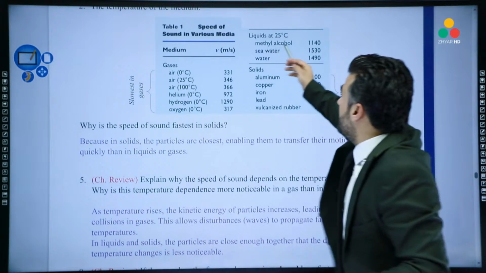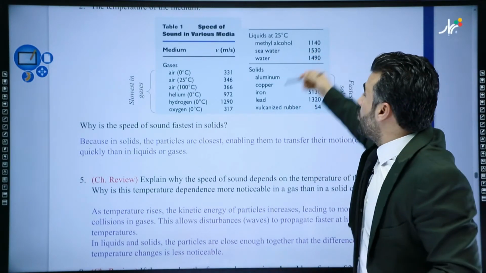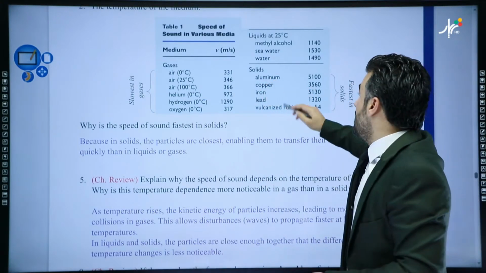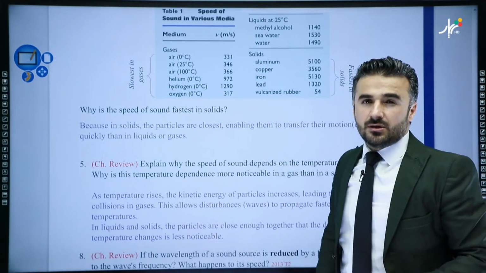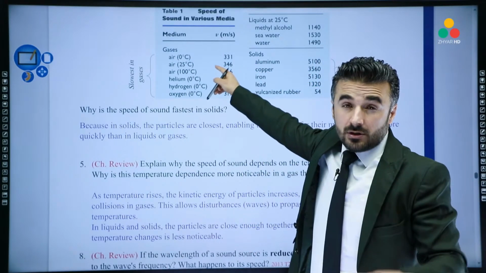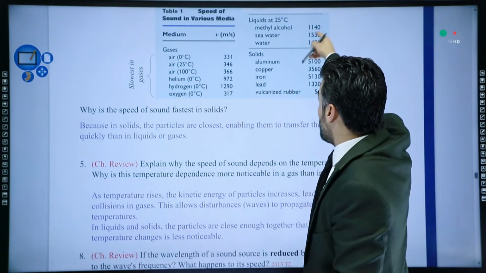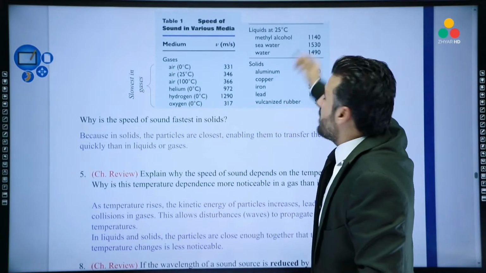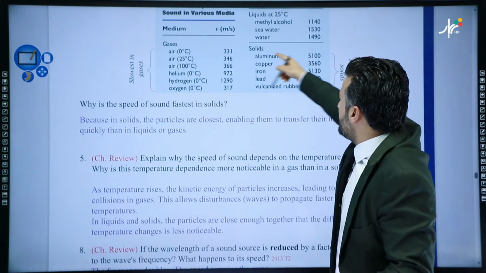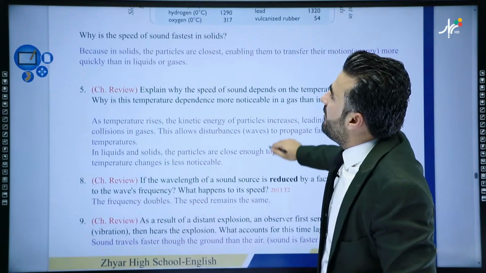If it is a liquid at 25 degrees, it is about 1,140 meters per second, or seawater, it is about 1,500, let's say. And if it is solid, like aluminum, for example, it is about 5,100 meters per second. That is pretty fast if you compare it to just 331 or 340 meters per second in air. So you can see that the speed of sound in solids is the fastest.